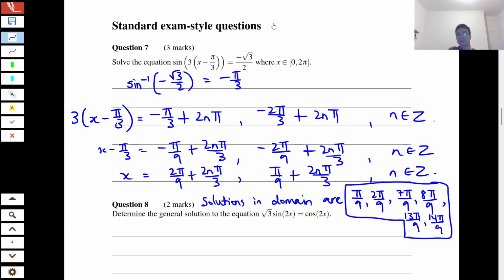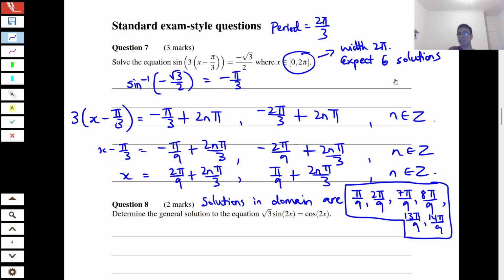Now, the period is 2 pi on 3, because my coefficient of x is 3, and this domain has length 2 pi. So I'm going to expect 6 solutions, because there will be 2 solutions every period unless I am at negative 1, 0, or 1. If you recognize that beforehand, you would have known that we would get 6 solutions. Notice that if I add 6 pi on 9 again to 13 pi on 9, I get to 19 pi on 9, which is larger than 2 pi.